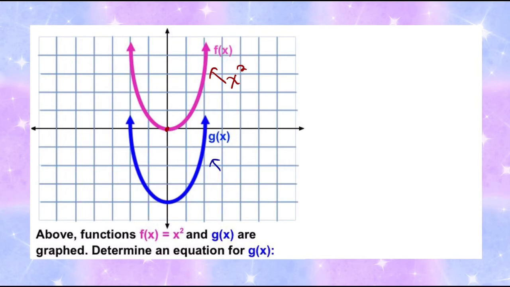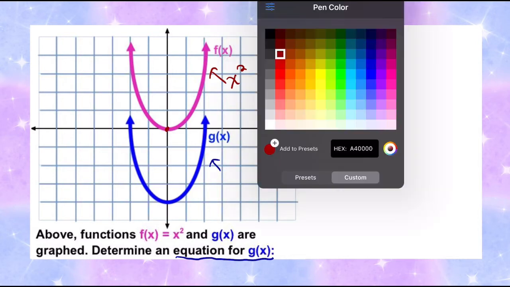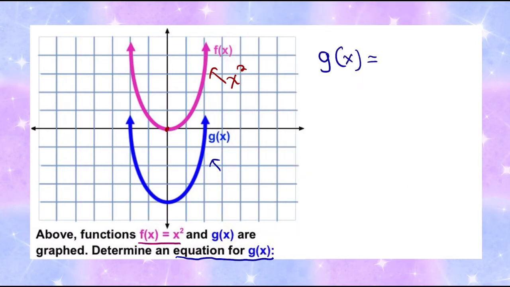Okay, so here's what we want to do. I'm going to start by setting up an equation for g of x. Every equation has to have an equal sign, so g of x equals. Now, I don't really know much about g of x, but I know a lot about f of x, so I am going to use the information I know about f of x.